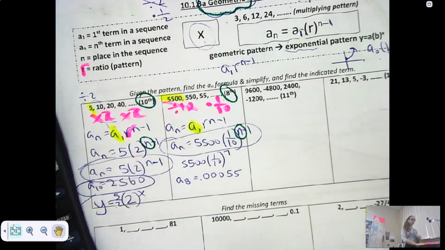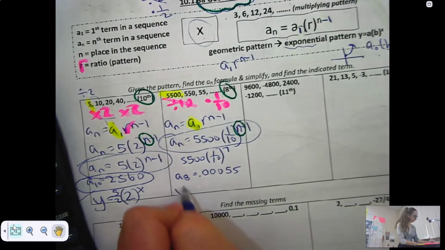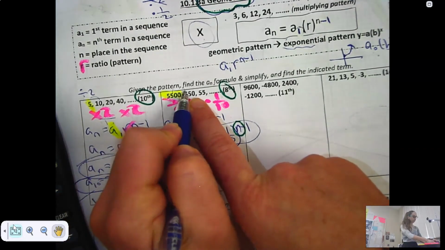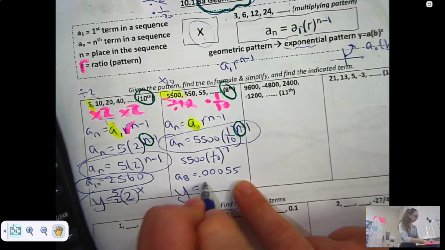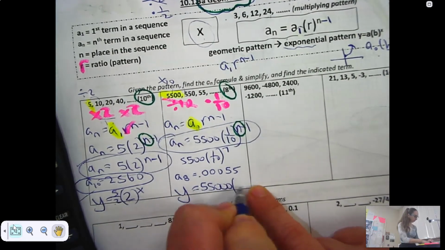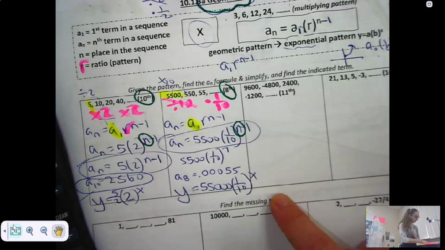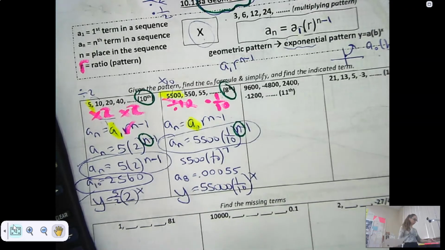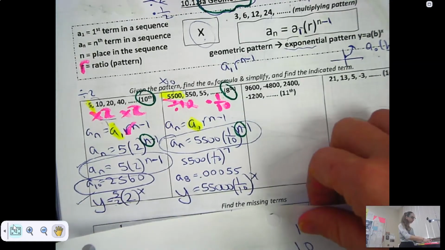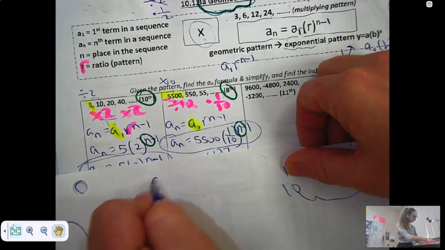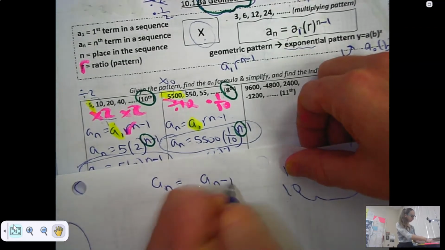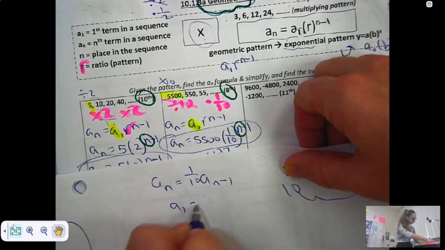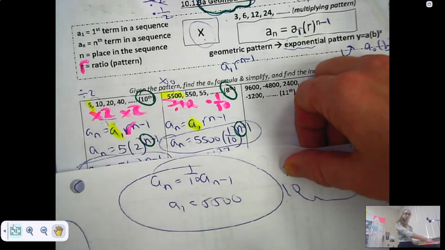0.00055. If I wanted to do this as exponential, I would go y equals, I want the 0 term. If this way is divide by 10, this way is times 10, 55, 1, 2, 3, and it's still the pattern. That is my exponential equation. If I wanted to make it recursive, I say, okay, what am I doing to the previous guy? Multiplying by 1/10. Make sure you give me a term so I know where to start. Recursive.